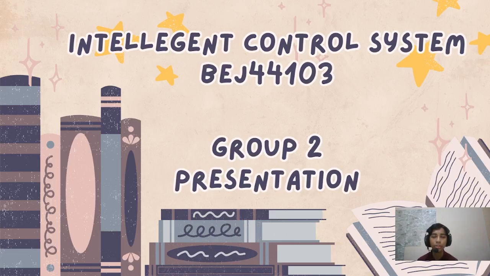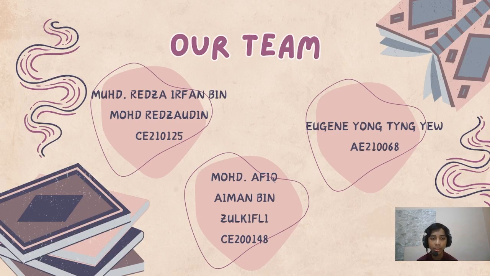Okay, so I'm going to continue to the slide presentation for our group 2 for the intelligent control system assignment. This is my teammate for group 2. My name is Muhammad Rizal Irfan Muhammad Rizauddin, then my teammate Eugene Yong TU, and also Muhammad Afiq Aiman bin Zulkifli. I'm going to go through the methodology from Muhammad Afiq Aiman, and result analysis from Eugene Yong TG. So I can continue.